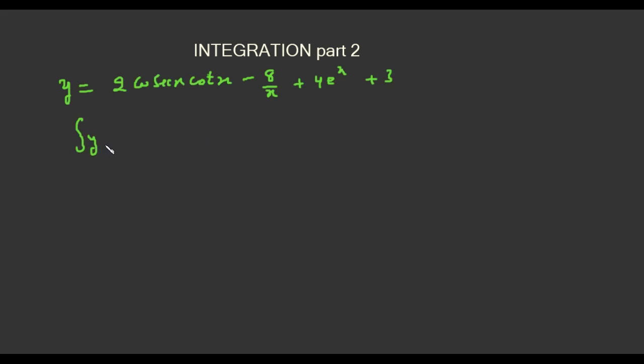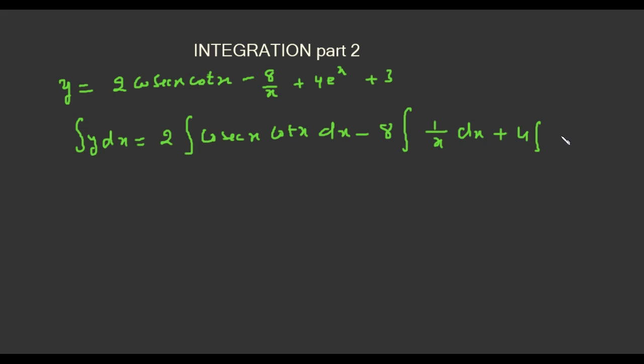Now integration of y with respect to x is 2 times integration of cosec x cot x. Now this gives us 2 times minus cosec x.